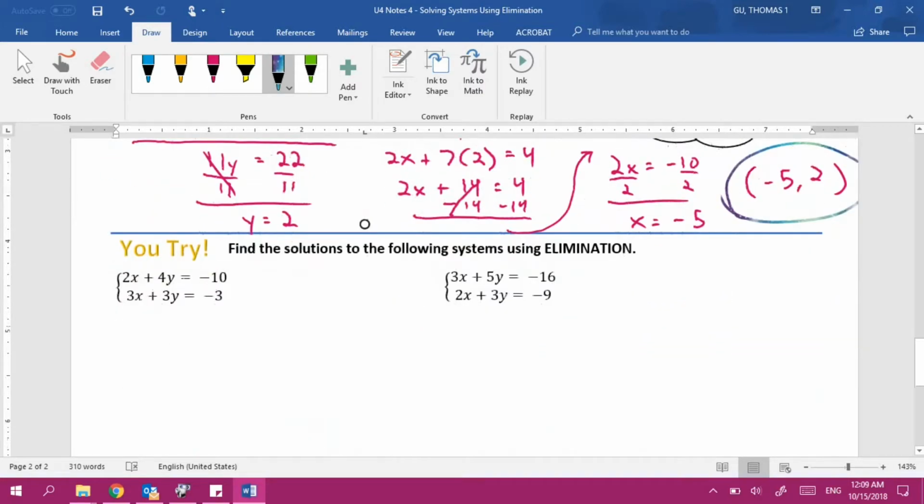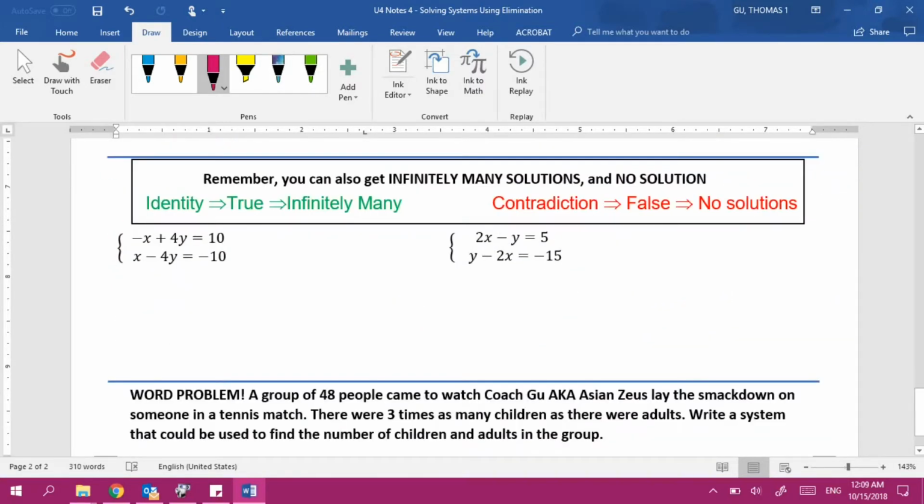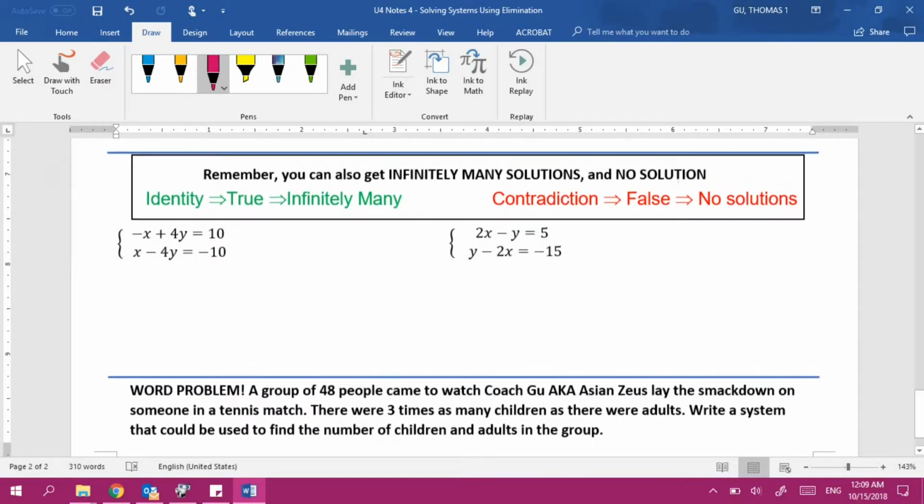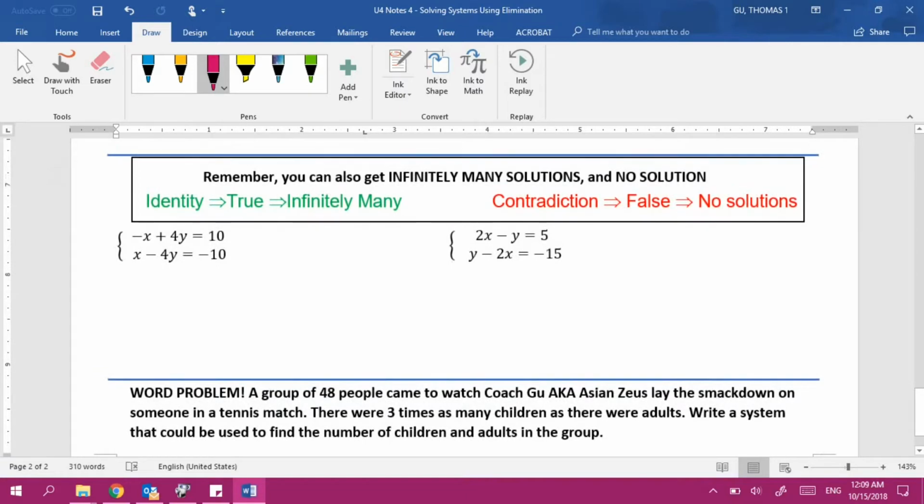So 2 more examples here for you guys to try. Now look down here, very important. Remember our special situations. We can also get infinitely many solutions, or infinite number of solutions, and no solutions. So let's see how this would work. We can see on this first system right here, negative x plus 4y equals negative 10. And we have x minus 4y equals negative 10. So let's add these together because we can see we can cancel some variables out, or actually all of them.